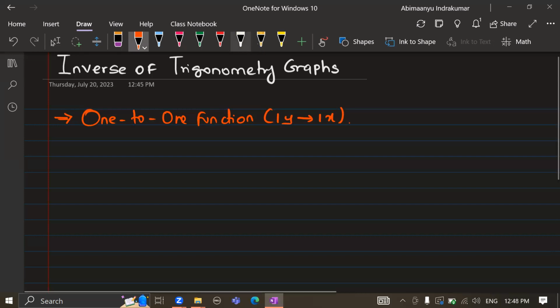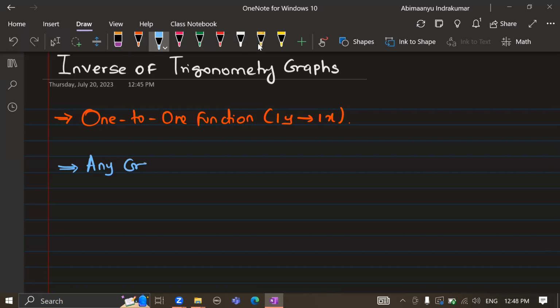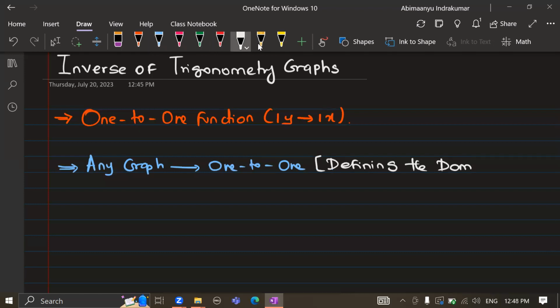So in order to sketch an inverse graph, the first step should be converting any graph into a one-to-one function. Now you can ask, how can I convert any graph into a one-to-one function? The simple method is by defining the domain, not the range, the domain. Now, what do I mean by defining a domain?